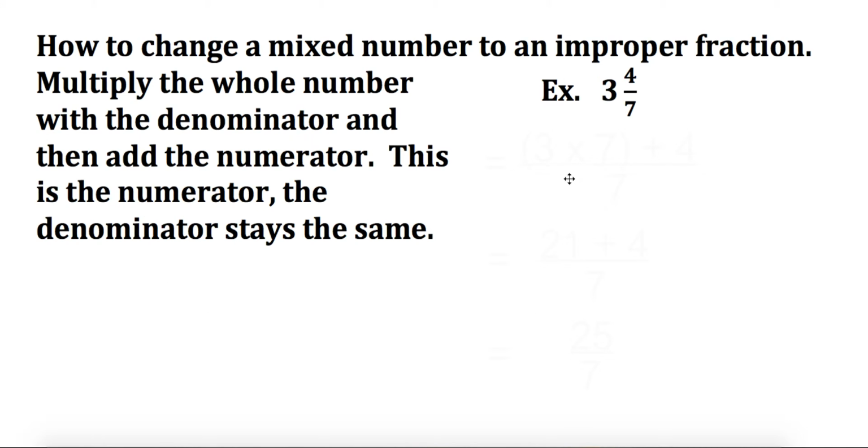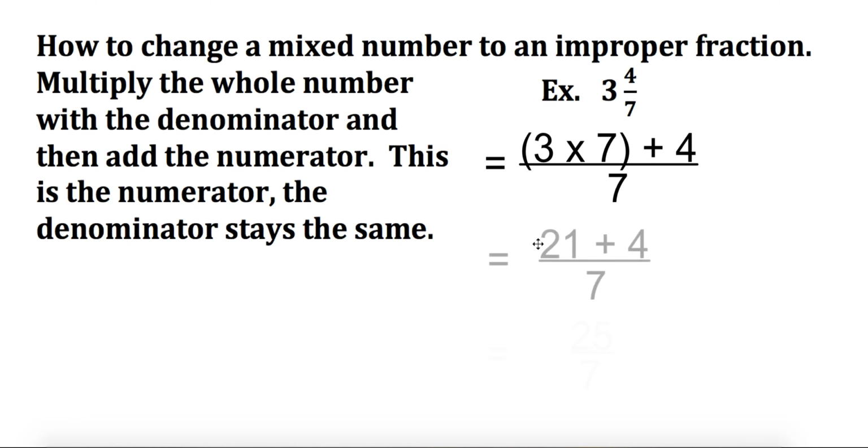So if we look at this example of 3 and 4/7, we're going to take 3 times 7 and add 4. It's going to stay on the top. The denominator doesn't change. We still have 7. So we get 21 plus 4 over 7 equals 25 over 7.